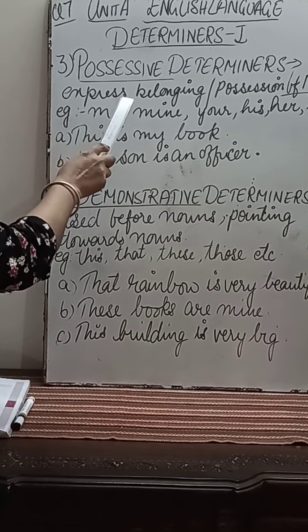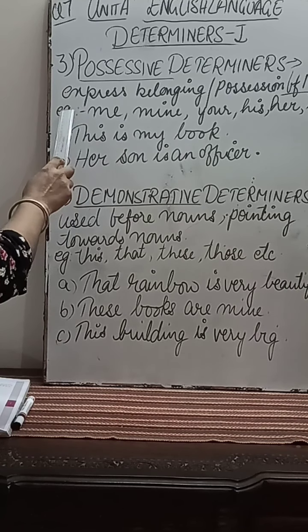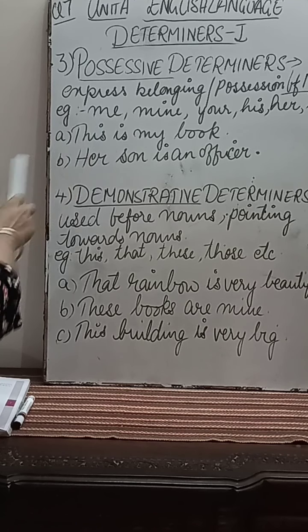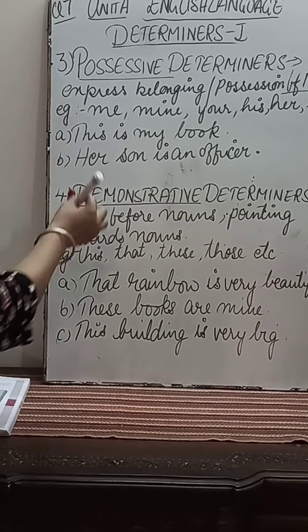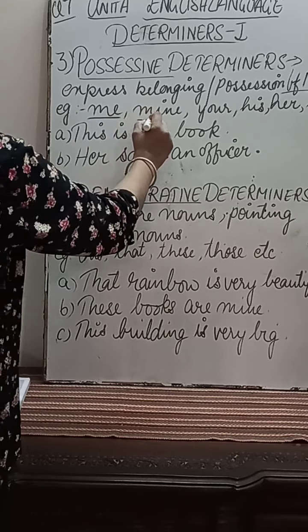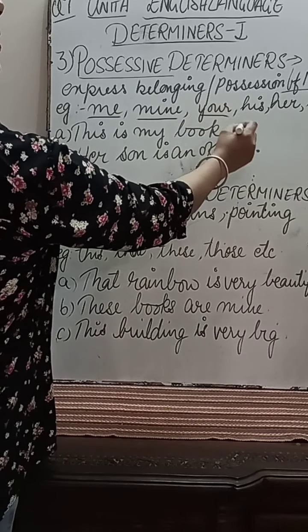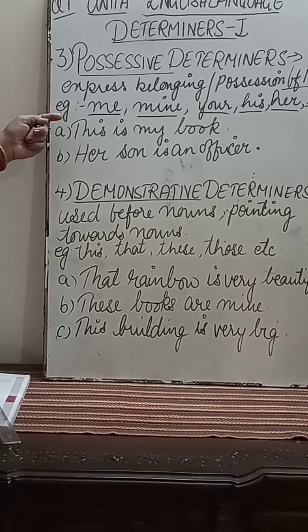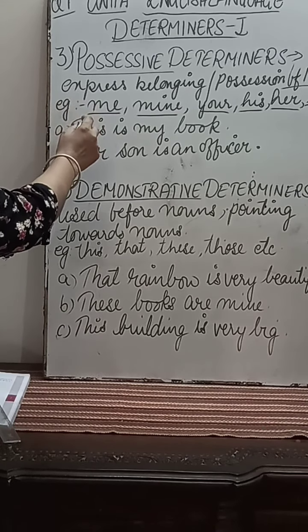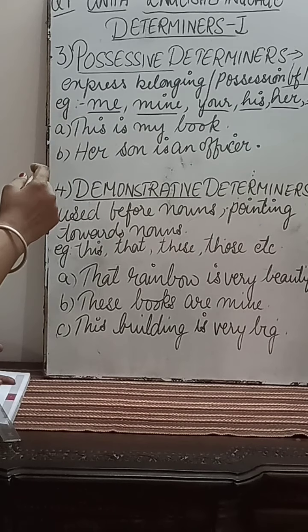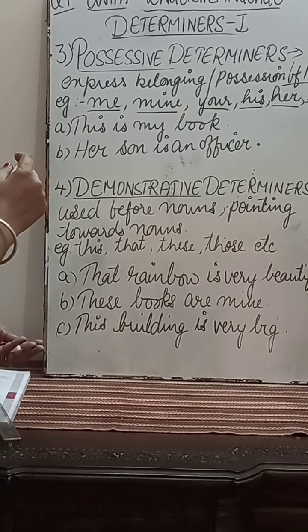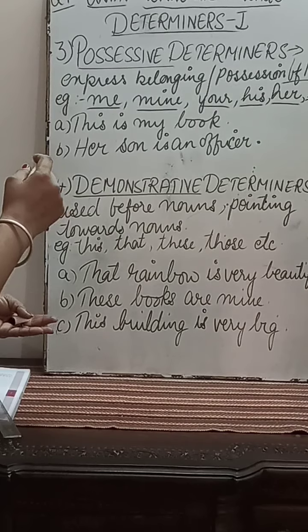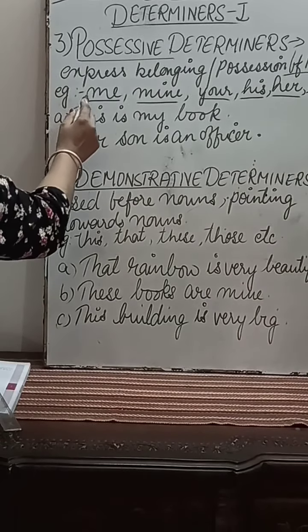So what words are possessive determiners? They are my, mine, your, his, her, its, right? So these words indicate possession or belongingness. This is my book, this is my house, okay? So we will take these.